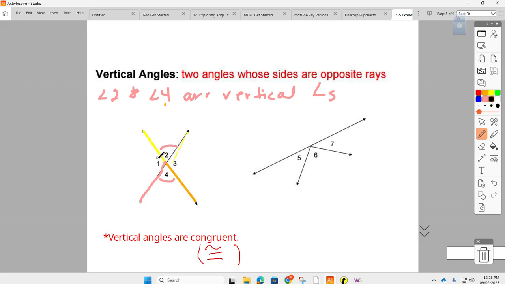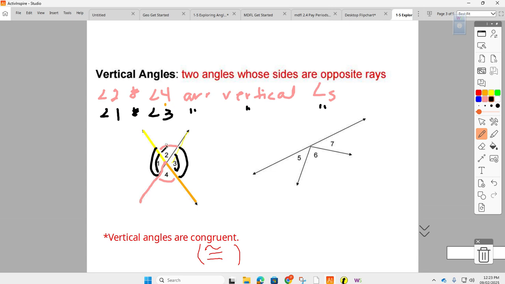Angle 1 and angle 3 are also vertical angles. And I'm going to use shorthand. These little quotes mean everything is repeated underneath. So angle 1 and angle 3 are vertical angles.